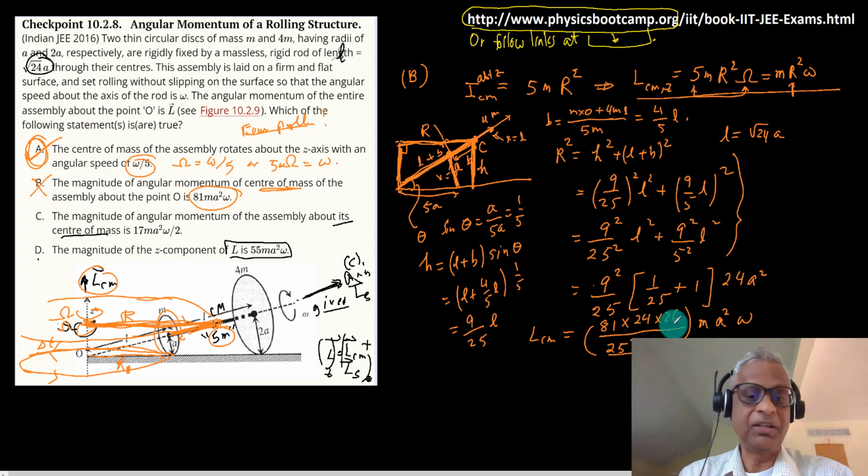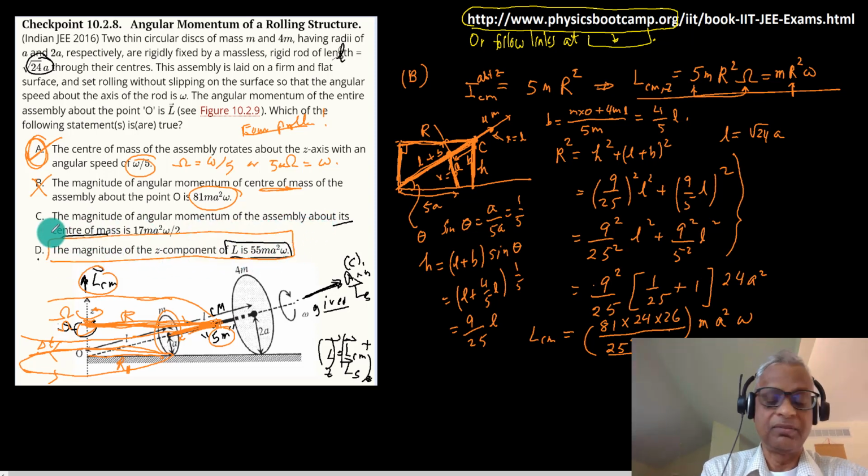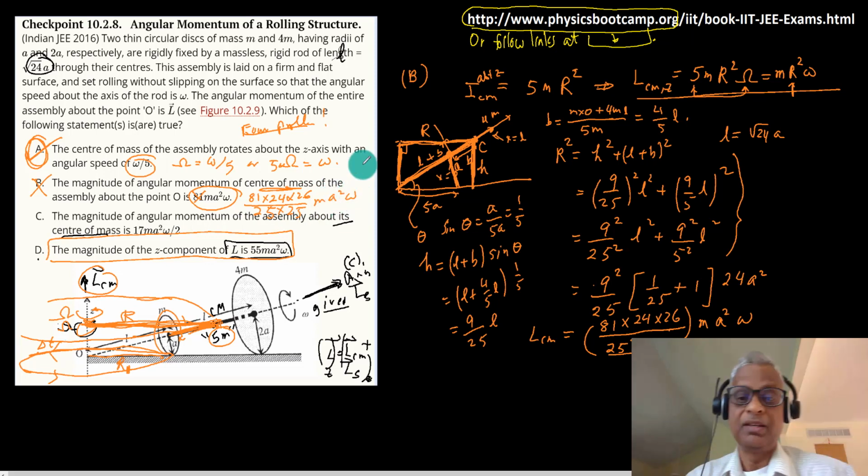But we got an expression for this, which we might be able to use for the z component over here. Okay, so let me write that down. This should have been 81. Instead of 81 it should be 81 times 24 times 26 over 25 times 25 m a square omega. Now we'll do C.